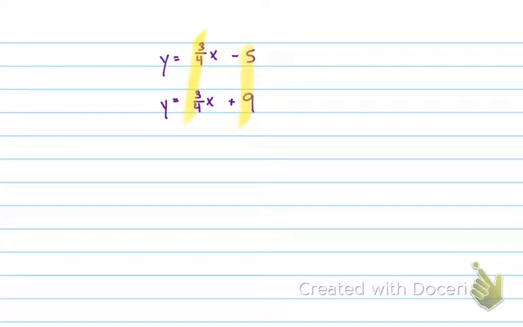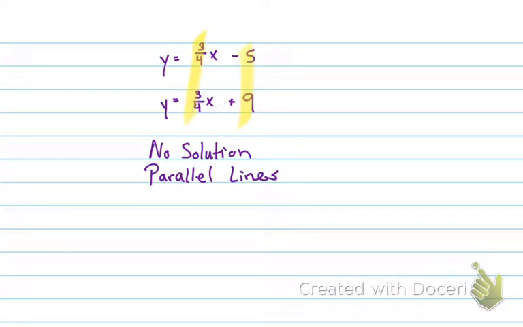If your y-intercepts are different, that means one line crosses on a -5, the other one crosses on a positive 9. So this is no solution. Okay? So same slope, but different y-intercepts. This is no solution. All I want you to say is parallel lines. You must tell me parallel lines or same slope. So that way I know why you chose that answer.